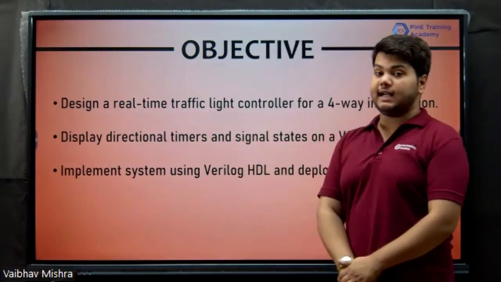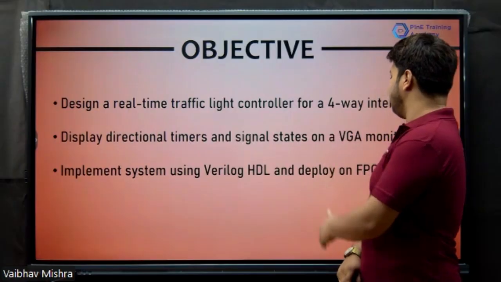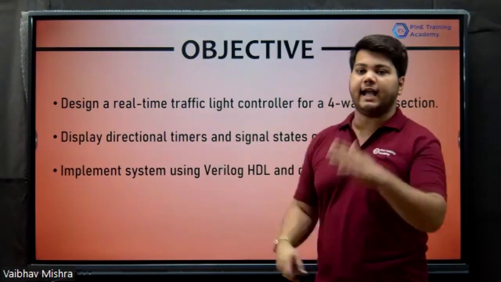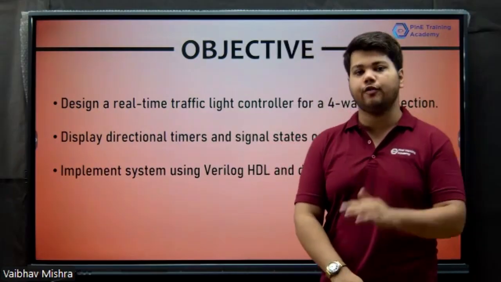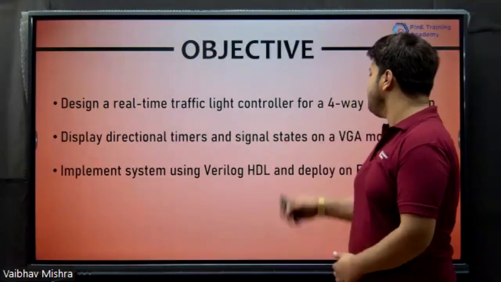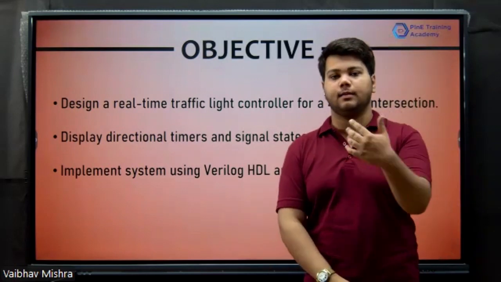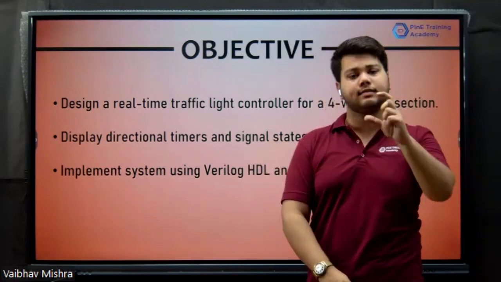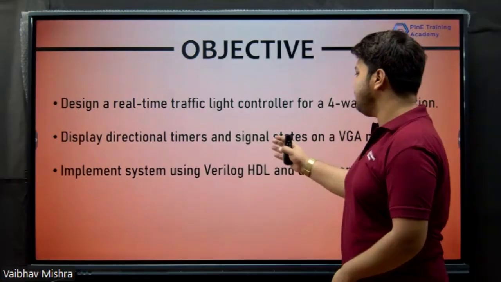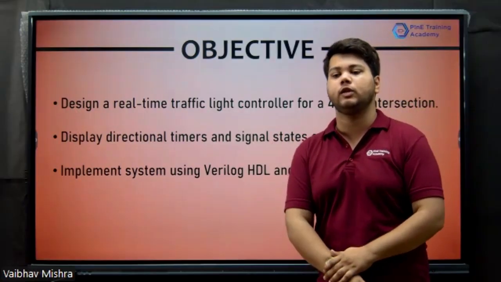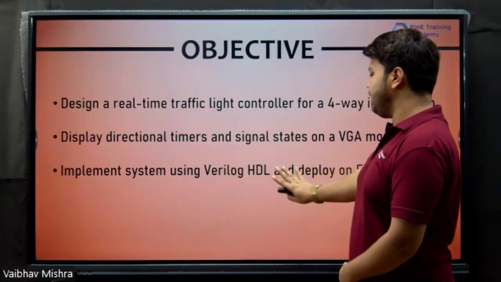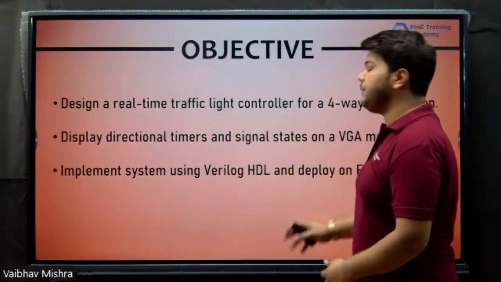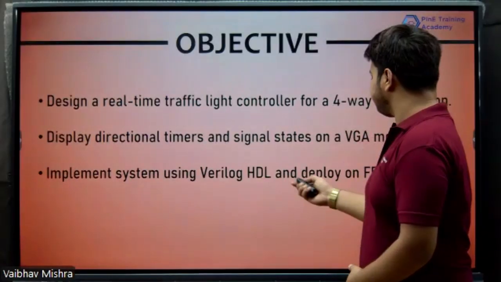The second is to display directional timers and signal states on a VGA monitor. This means that every direction, north, south, east, west, all the four directions will have its own timer, that is four timers in total, and it will have signal states drawn as circular lights, and they will be on and off, by which we will know the state of the traffic. Then the third one is to implement using Verilog HDL, as we discussed, and deploy it on an FPGA board.